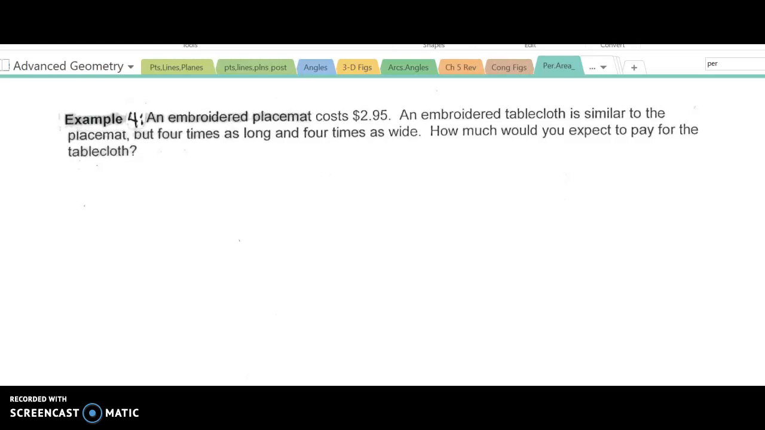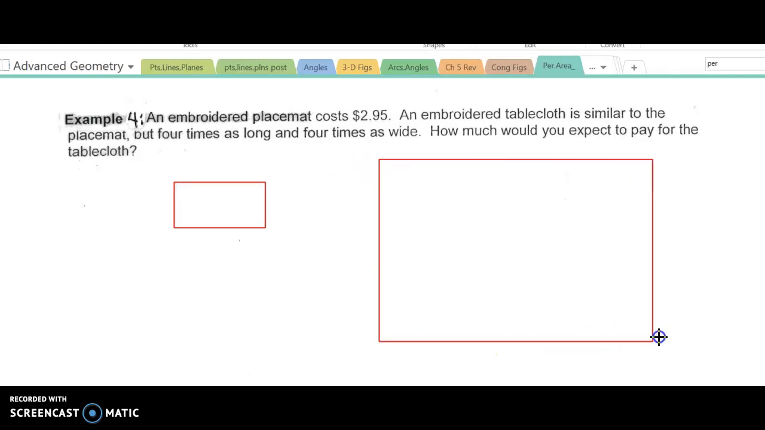So for this last example, we have an embroidered placemat that costs $2.95, and an embroidered tablecloth that is similar to the placemat but 4 times as long and 4 times as wide. How much would you expect to pay for the tablecloth? So here is our placemat, and here is our tablecloth. We're going to assume these are rectangular placemats and tablecloths.